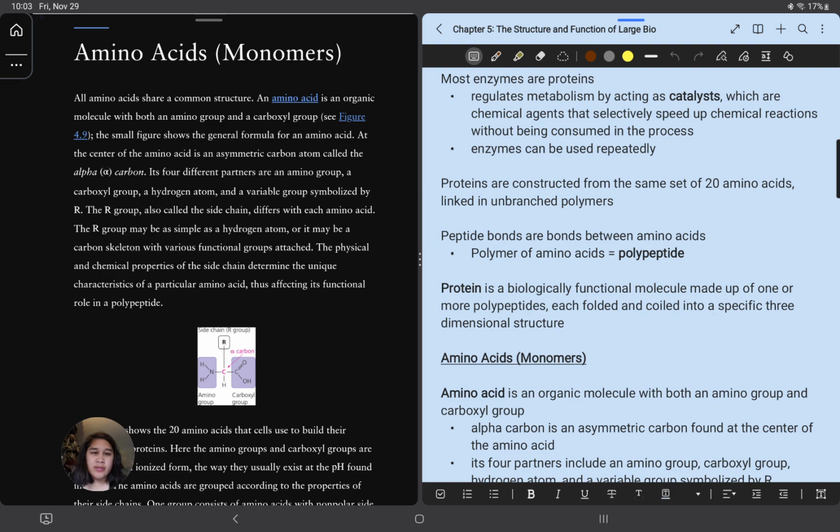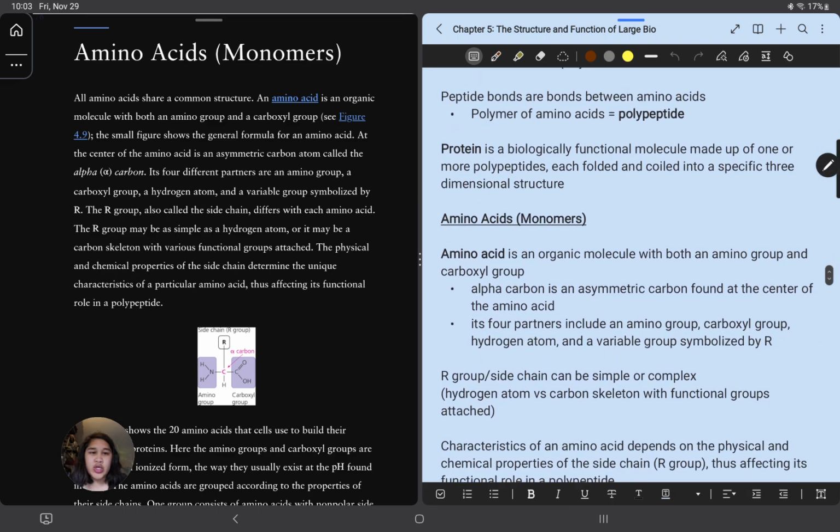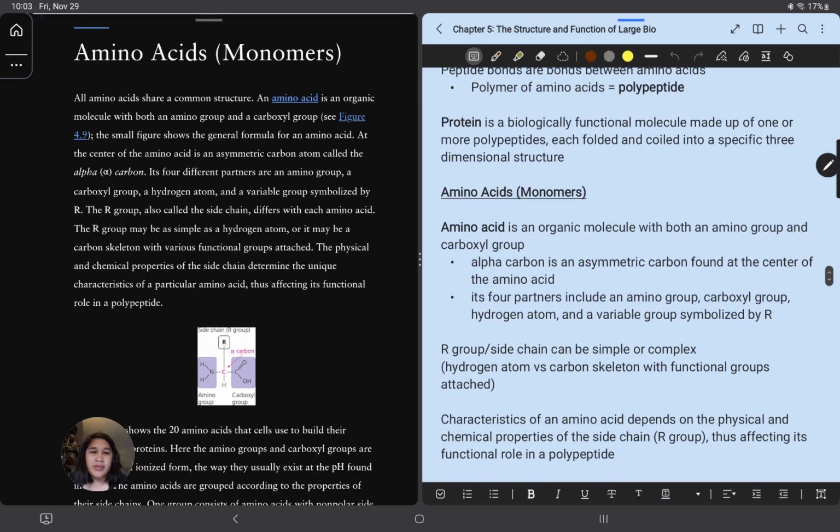Proteins are constructed from the same set of 20 amino acids linked in unbranched polymers. Peptide bonds are bonds between amino acids, so a polymer of amino acids equals a polypeptide. A protein is a biologically functional molecule made up of one or more polypeptides, each folded and coiled into a specific three-dimensional structure.